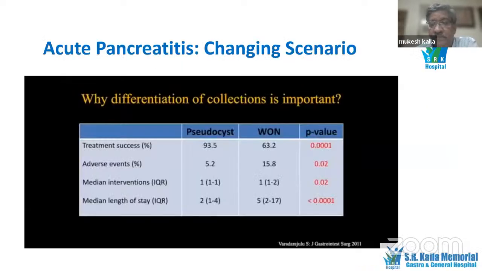Now, why is it important to differentiate between pancreatic pseudocyst and WON? Because if you go through one particular presentation of Varadarajulu from GI surgery 2011, you'll appreciate that the pseudocyst treatment success, whether surgical or endoscopic, is up to 93%, whereas WON success was 93. This was in 2011. Things have probably improved since then. Adverse events are significantly more in WON, the number of interventions required is more in WON, and length of hospital stay is also significantly higher in WON. Therefore, it's very, very important to know beforehand, before contemplating a procedure, what we're going to deal with.